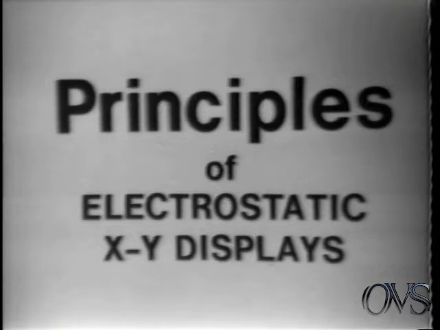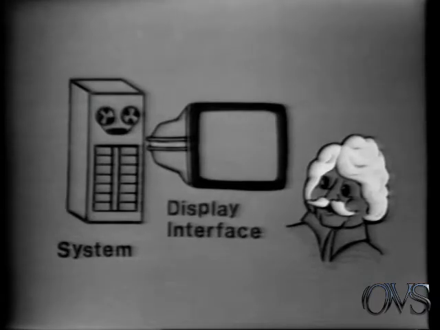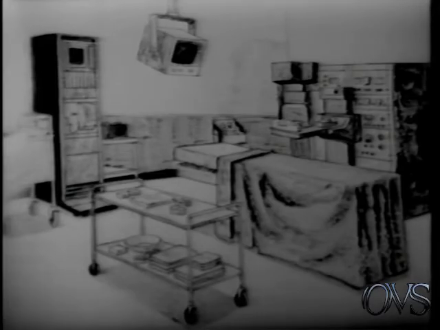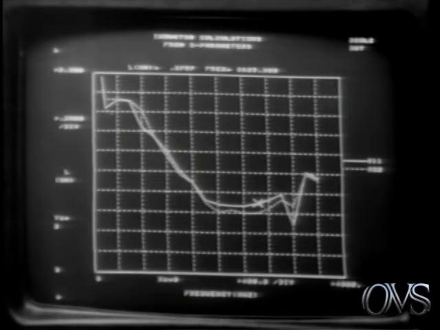Principles of electrostatic XY displays. An XY display is the visual interface between a generally complex electronic system and a human operator or observer. XY displays are designed for use as visual output devices in computer graphics systems, automatic test systems, medical systems, and electronic instruments such as spectrum analyzers, network analyzers, Fourier analyzers, and so on.